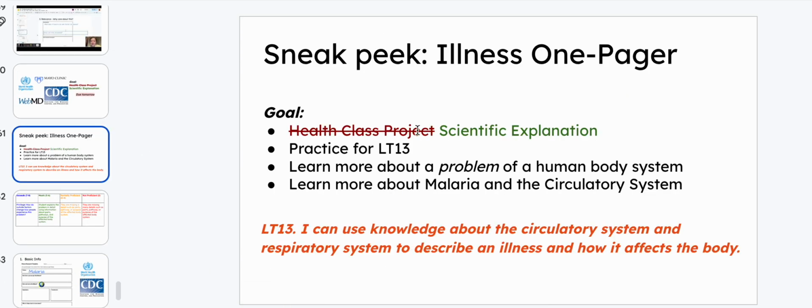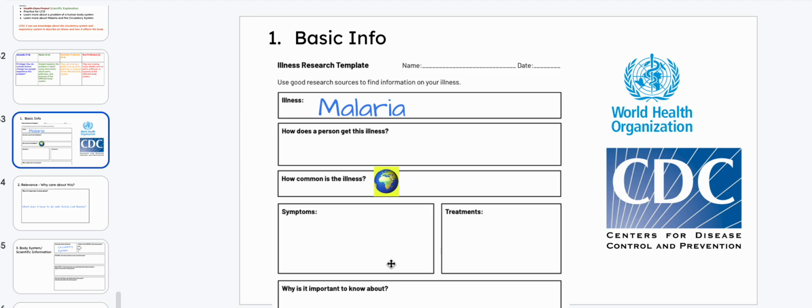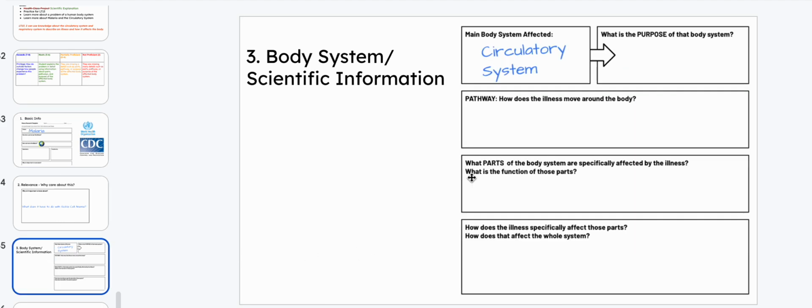Now, this is not a health class project. This is where you get into the scientific explanation. This first page is a lot of health class project: how does someone get it? What are the symptoms? What are the treatments? The back page is where you're getting into the science exploration. You should be talking about certain types of cells down here for sure.